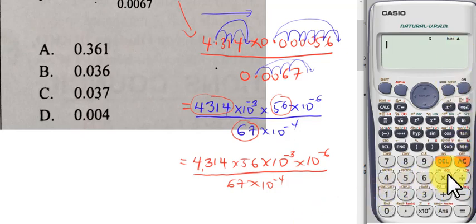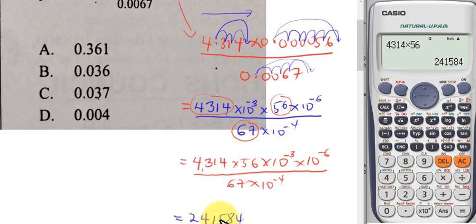So I'll go ahead and do the multiplication here. I will have 4314 times 56. And what do I get here? When I multiply the whole numbers up there, I get 241584.